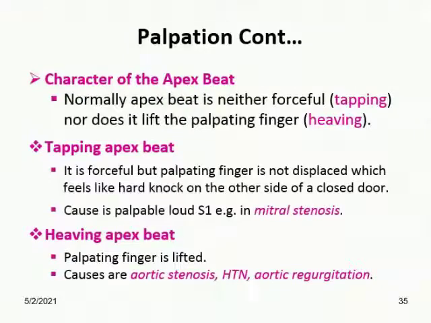Character of the apex beat. Normally the apex beat is neither forceful, nor tapping in force, nor does it lift the palpating finger. This means heave. Tapping apex beat: it is forceful, but the palpating finger is not displaced, which feels like a hard knock on the other side of a closed door. The cause is a palpable loud S1 sound, for example in mitral stenosis. Heaving apex beat: the palpating finger is lifted. Causes are aortic stenosis, hypertension, and aortic regurgitation.